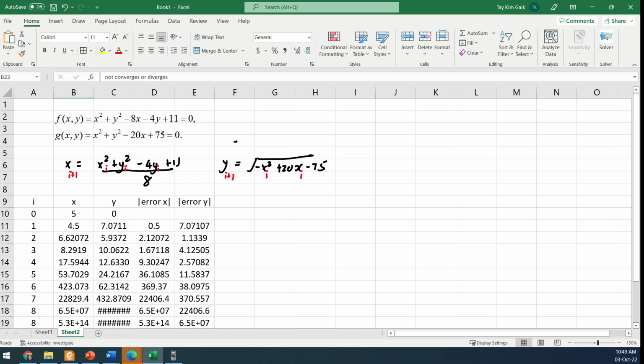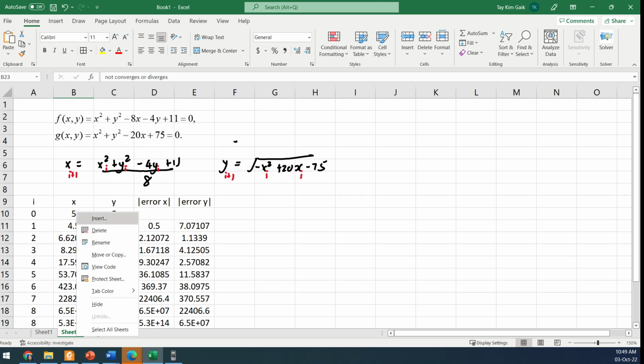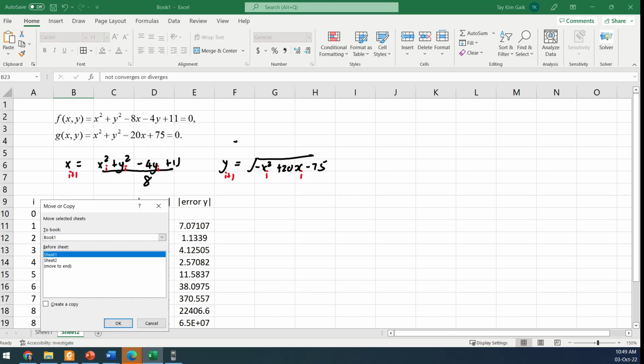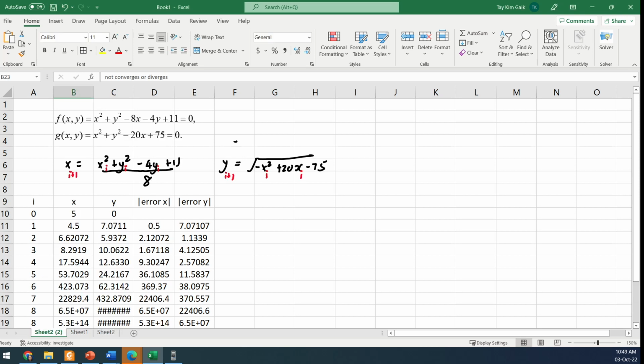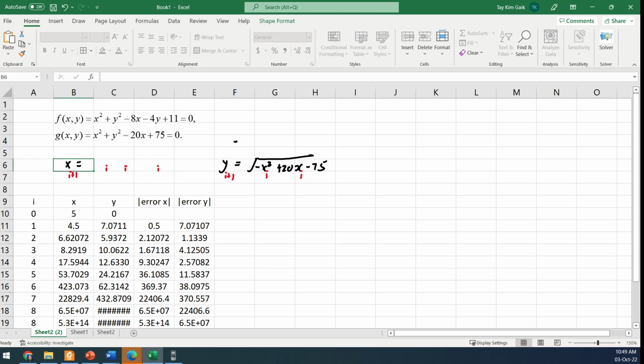Okay, we duplicate another sheet. Move or copy. We choose another one. This one, delete.